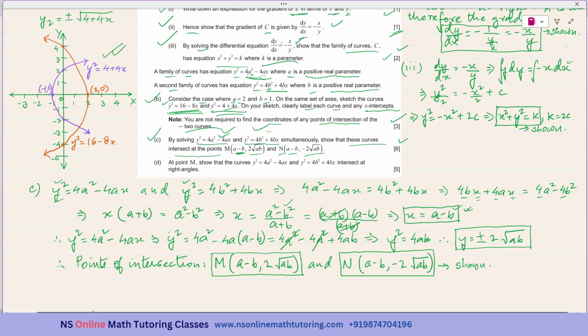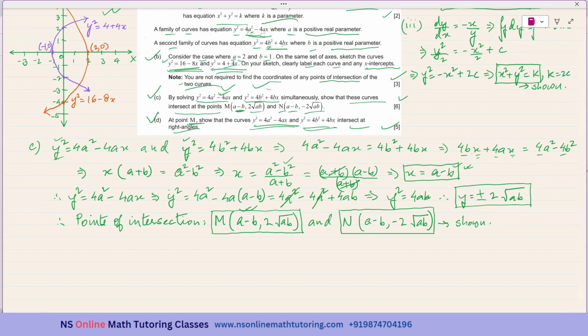Okay. Coming to subpart D at point M. M is having these coordinates. Show that the curves y square equal to 4a square minus 4ax and y square equal to 4b square plus 4bx intersect at right angles, that is containing 5 marks. First of all, we have to get the gradients so that we can see whether the product of the two gradients is equal to -1. If the product is equal to -1, then we can say they are intersecting at right angles. Okay. So first of all, let us get the gradients.